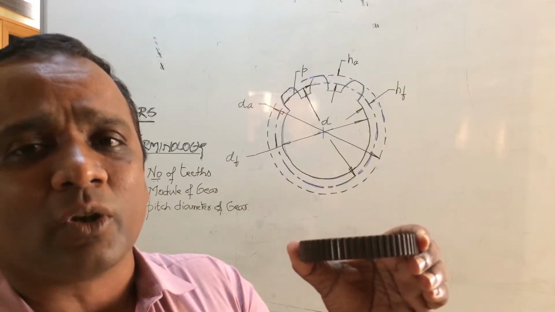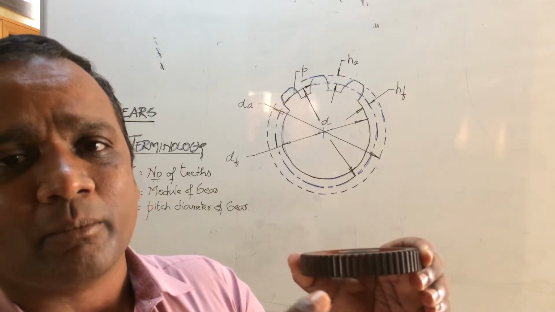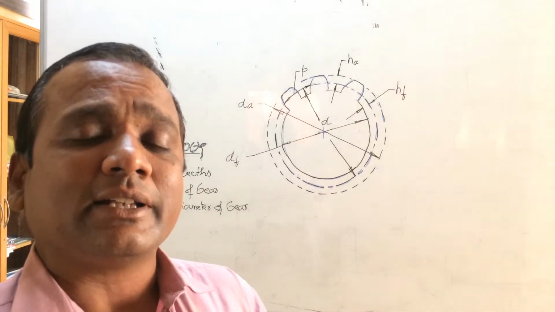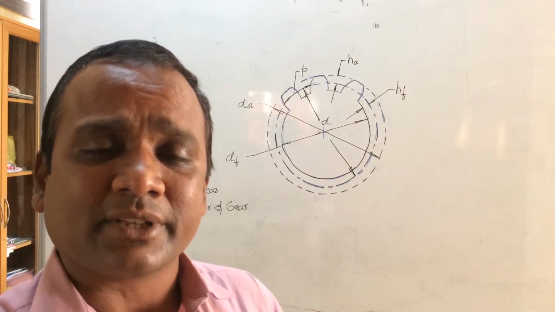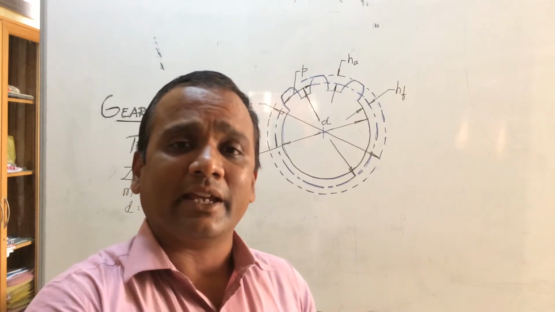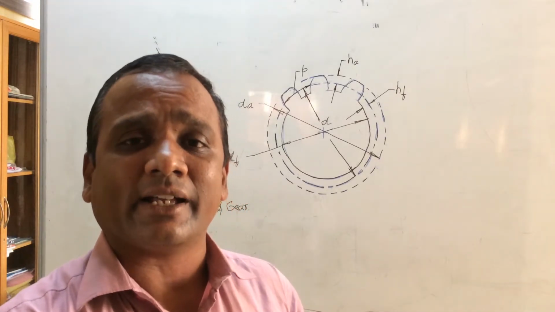In our gear terminology, this has been termed as B. The addendum circle diameter is termed as DA. The dedendum circle diameter is called DF.